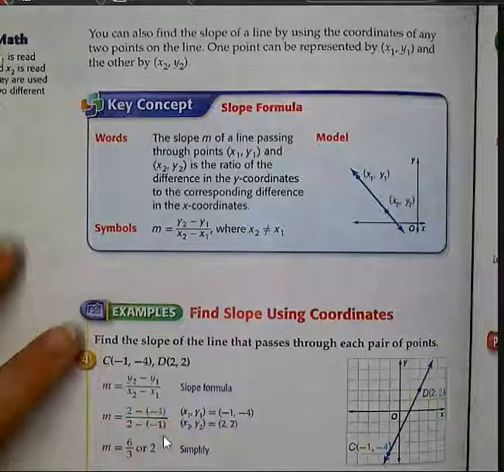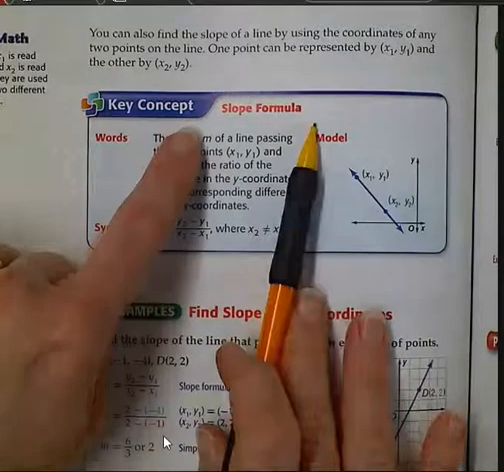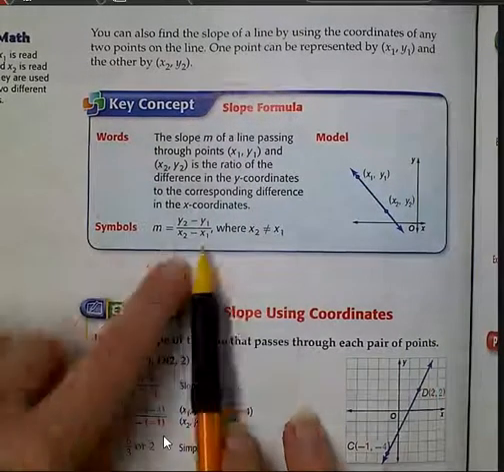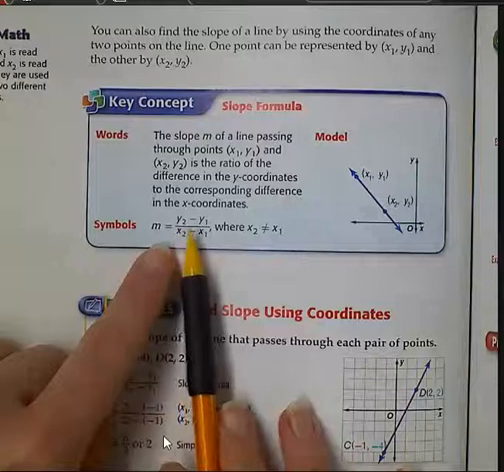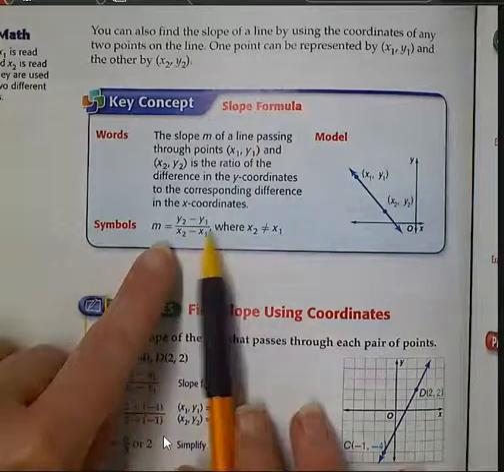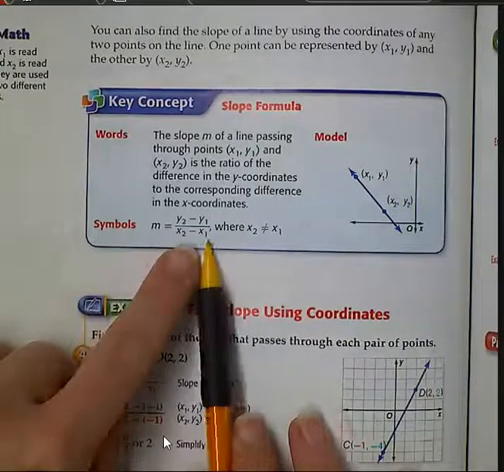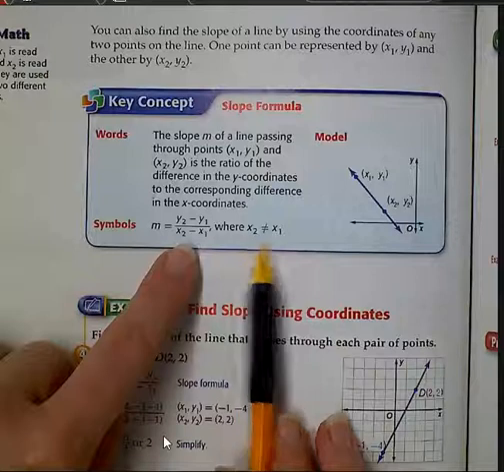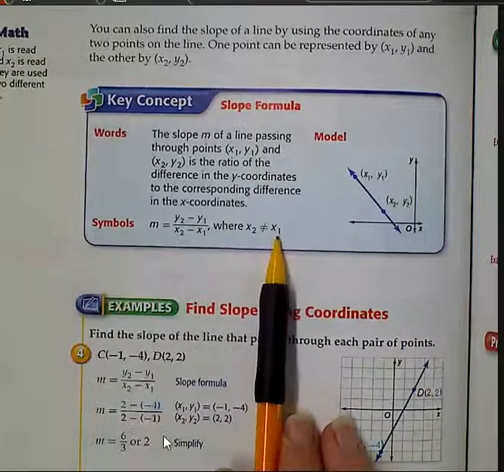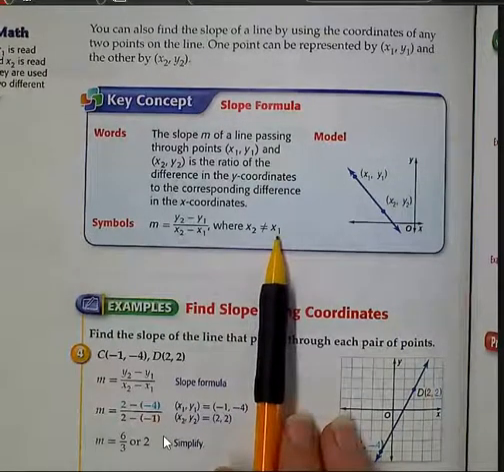On page 346 is the slope formula. It looks kind of scary. It says y2 minus y1 over x2 minus x1, where x2 is not equal to x1. You can't pick the same point, is what that means.